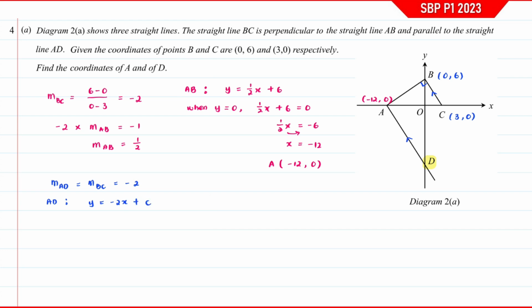To find the C, we just need to substitute the coordinate A, which is the point lying on the straight line AD, into the equation. So 0 is equal to negative 2 times negative 12 plus C. So 0 is equal to 24 plus C. Then C is equal to negative 24. Therefore, the coordinates of the point D will be 0, negative 24.